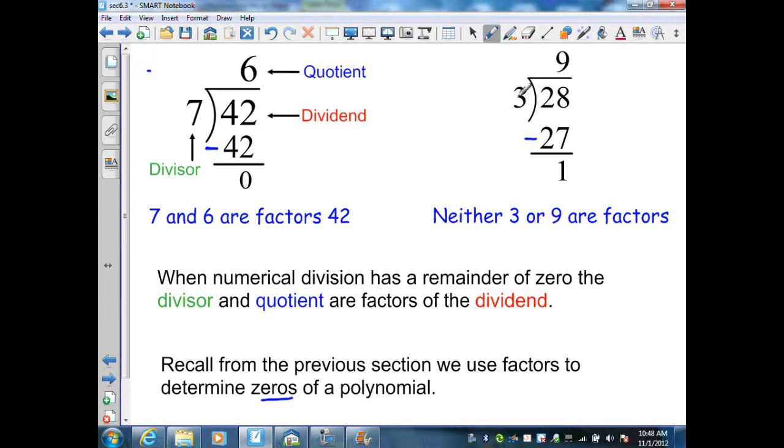Here, 3 times what gets us close to 28? That would be 9. And that would give us 3 times 9 is 27. Change the sign. 28 minus 27 is 1. We have a remainder of 1.